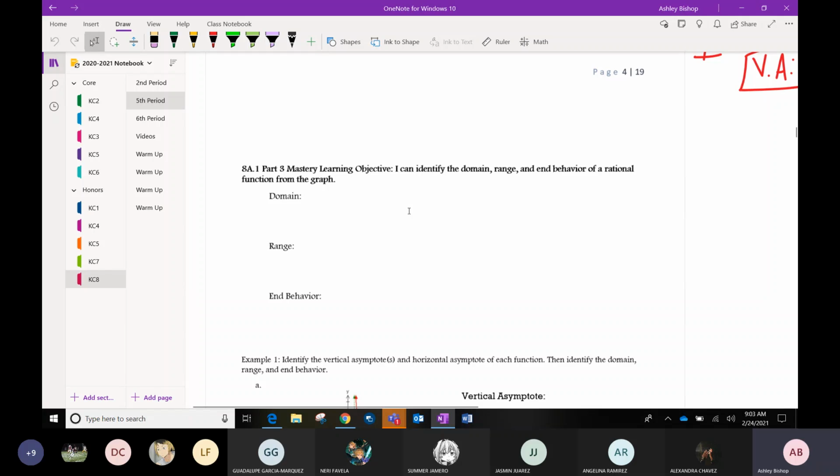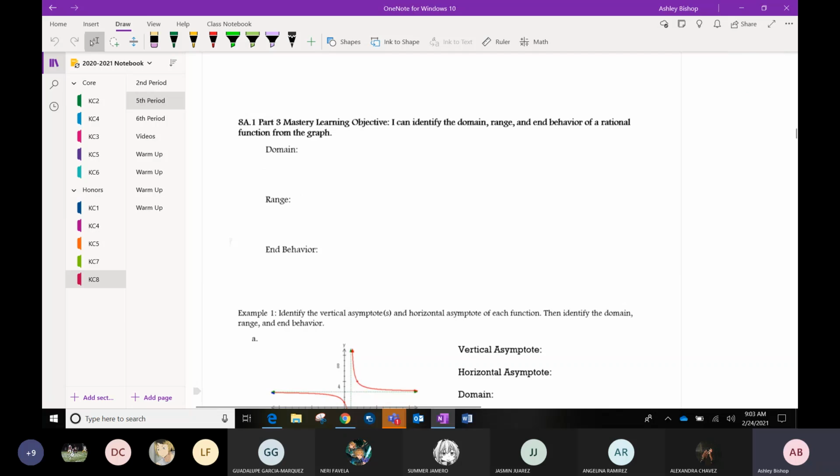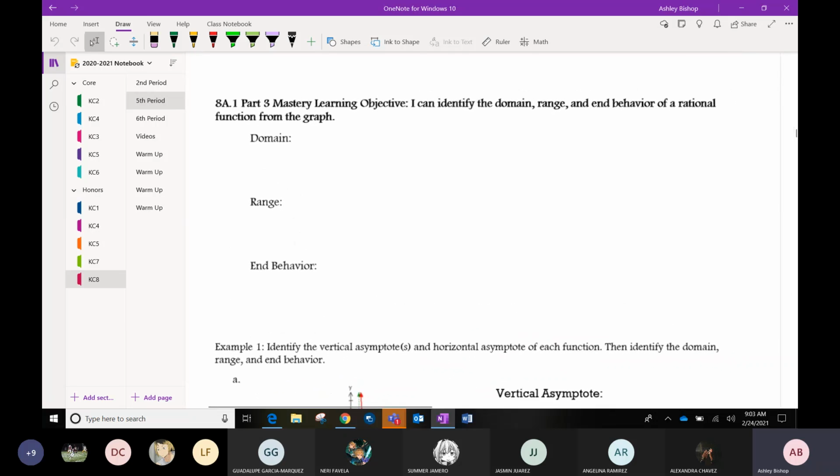There's good and bad news. The good news is the domain, range, and end behavior idea is exactly the same. The bad thing is it's a little bit different than last unit. Alrighty, but just a basic definition to refresh our memory on domain. The domain is all of the x values of a function. So remember, it's all of the x values.